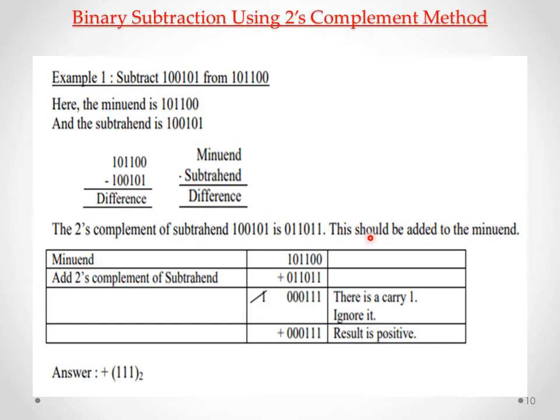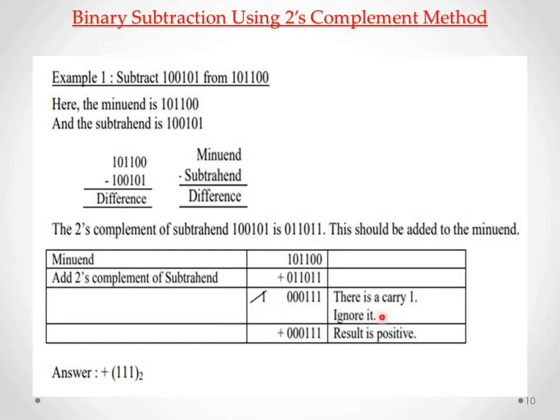So this should be added to the minuend. So the minuend is here, and add the 2's complement of the subtrahend here. Now we are adding these two. 0 plus 1 is 1, 0 plus 1 is 1, 1 plus 0 is 1, 1 plus 1 is 1 0. So we write 0 and the 1 we add with the next bit here. Again 1 plus 1 is 0. We write the sum here and the carry is present here. So 1 plus 1 is 1 0. We write the sum here and the carry here. So the procedure for the 2's complement is, if there is any carry present, ignore the carry.